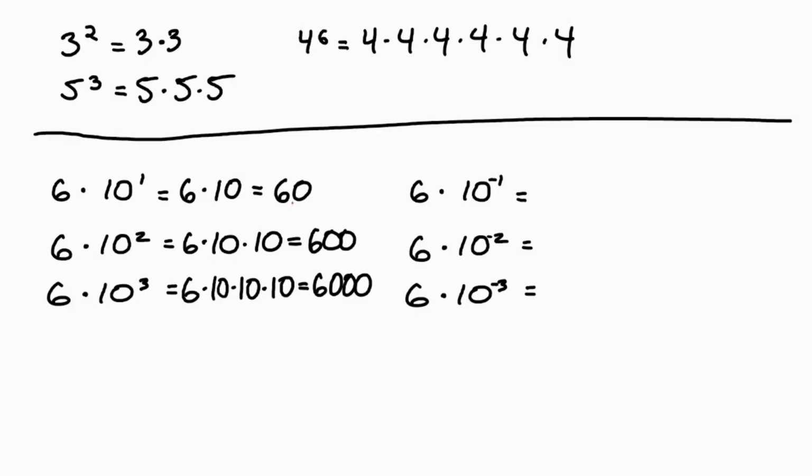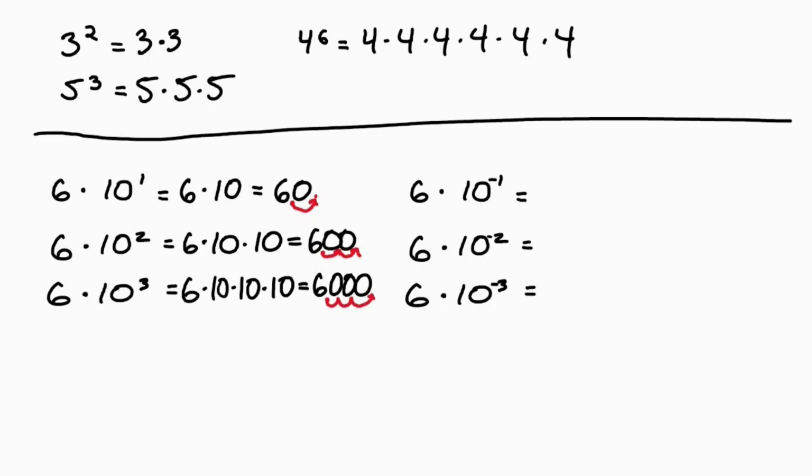So we have 6 originally, then we move it over one time to give us 60. We have 6 originally, move it over 2 times to give us 600. This is our original, 1, 2, 3 times to give us 6,000.